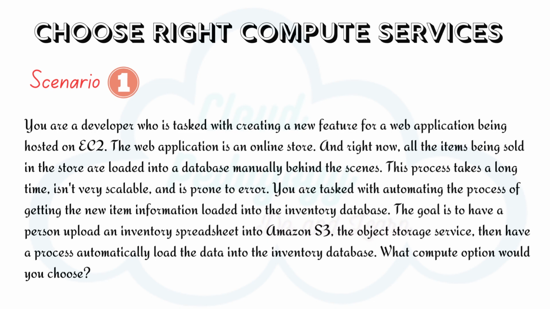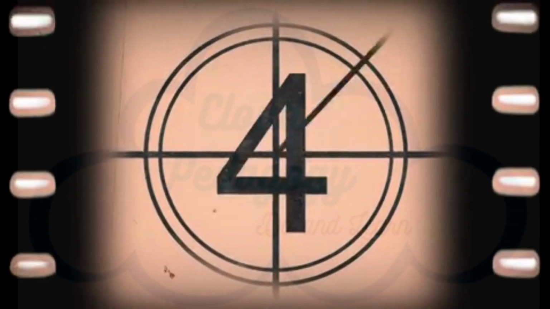You are tasked with automating the process of getting the new item information loaded into the inventory database. The goal is to have a person upload an inventory spreadsheet into Amazon S3, the object storage service, then have a process automatically load the data into the inventory database. So what compute would you use to host the processing logic to load the items from the file into the database?